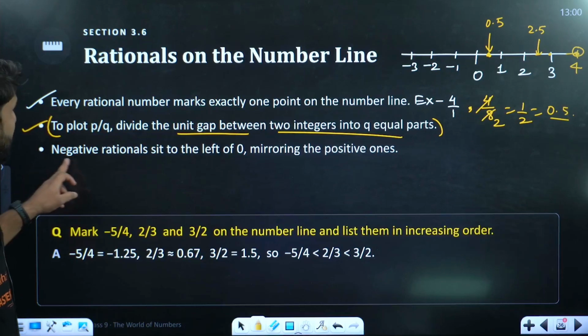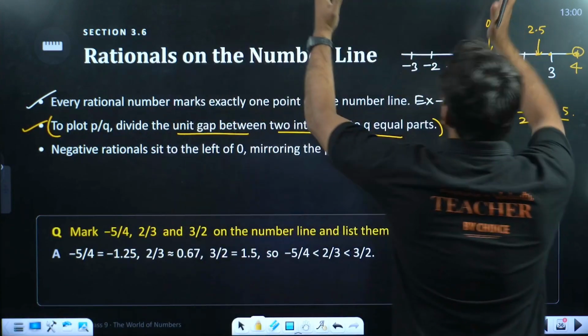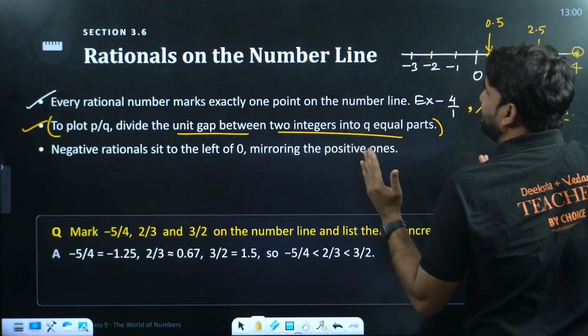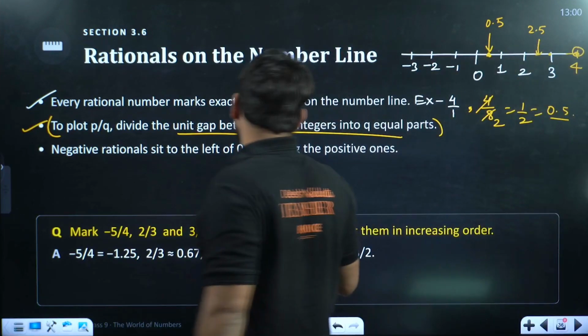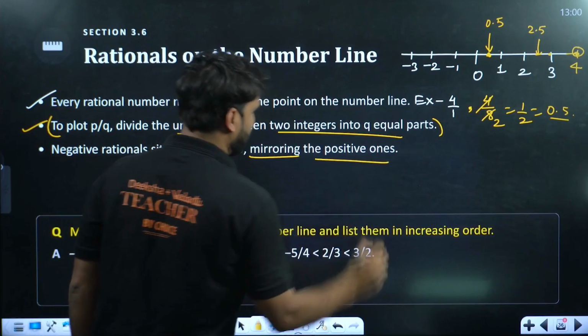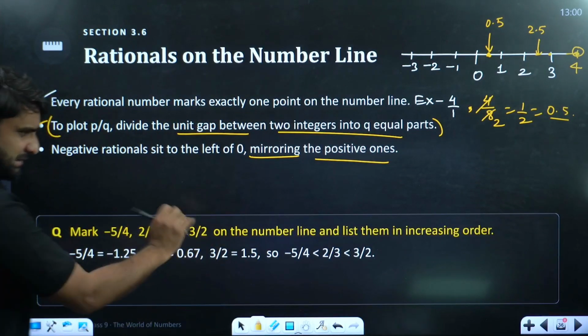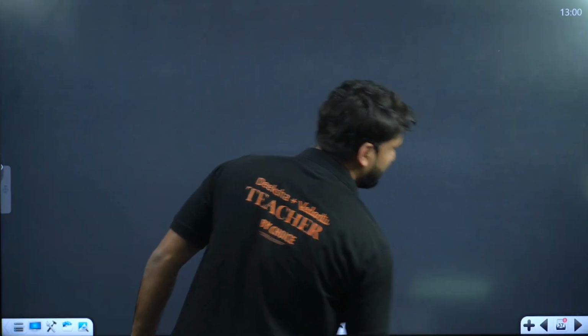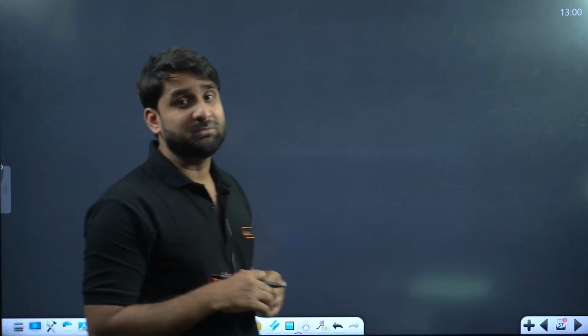Third point: negative rationals sit to the left of 0. I have already told you, all negative values come on the left side of 0, and all positive values come on the right side of 0. This is the mirroring of positions. Very good. One question is here, so we will do this question later on. First, understand, my dear champions, how to represent a rational number on the number line.